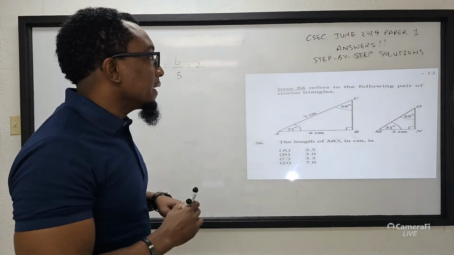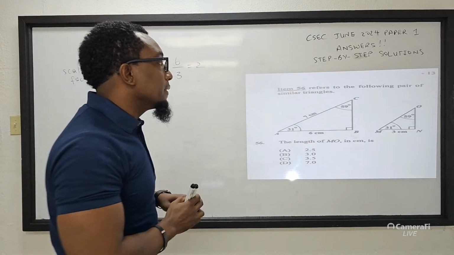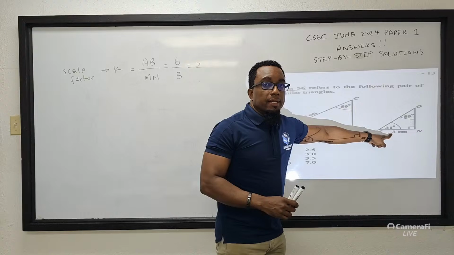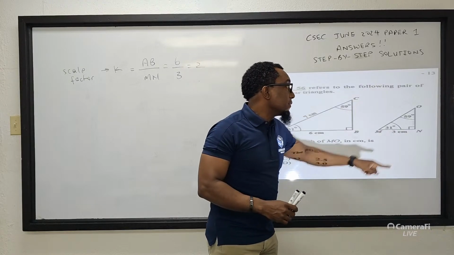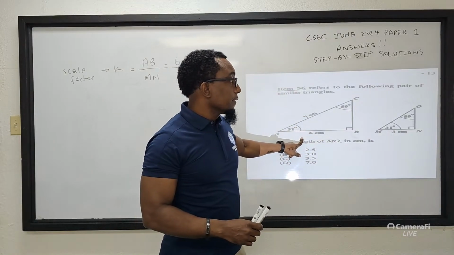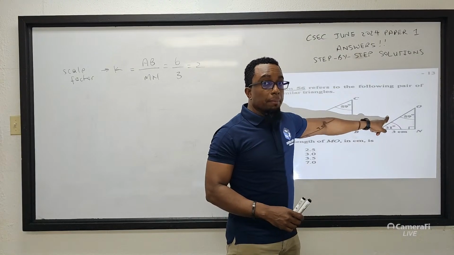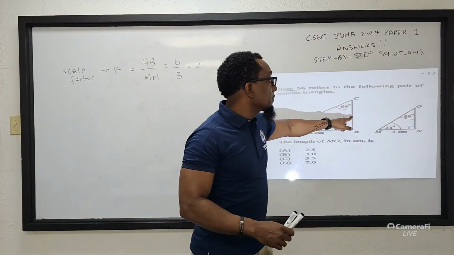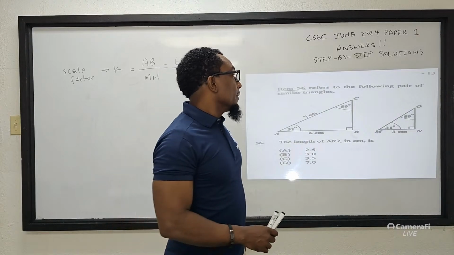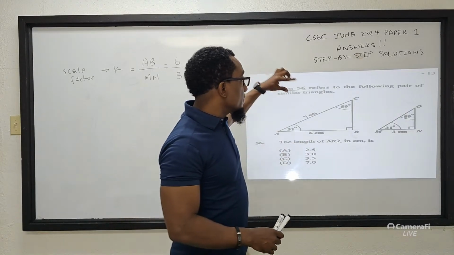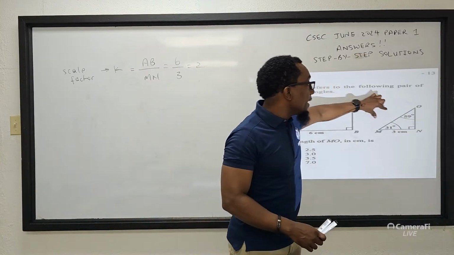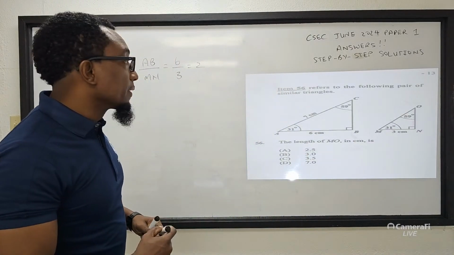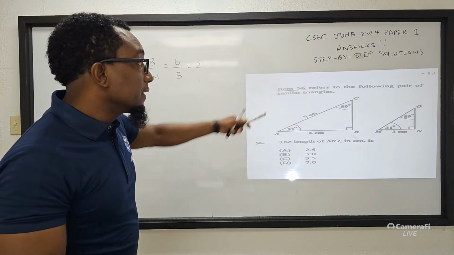And once I know my scale factor is 2, it means that if this side is 3, then obviously this side when doubled becomes 6. If this side is whatever, when doubled it becomes this side. So if 2 is my scale factor and this is 7, then I expect MO to be a half of 7, which is 3.5. 3.5 when doubled will give me 7.